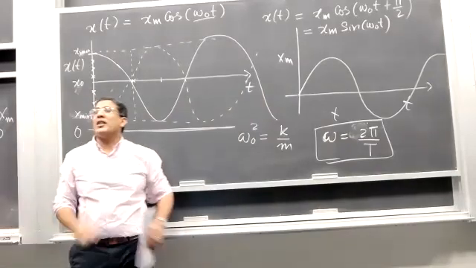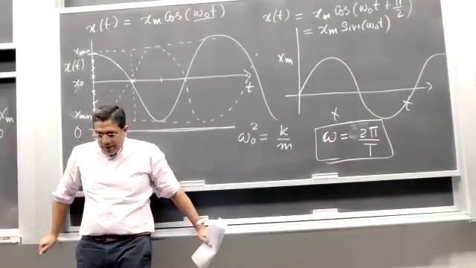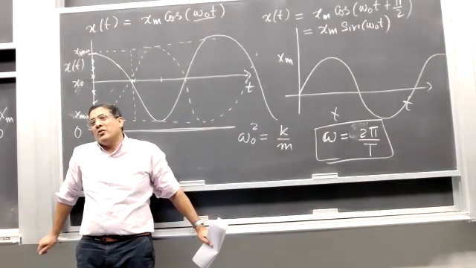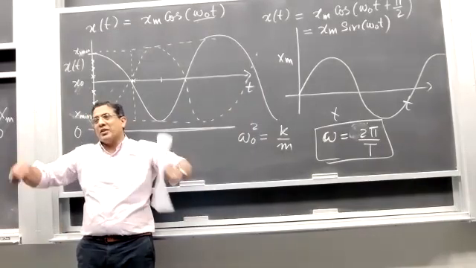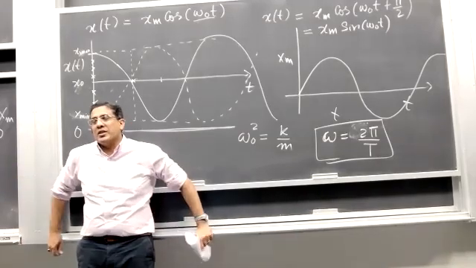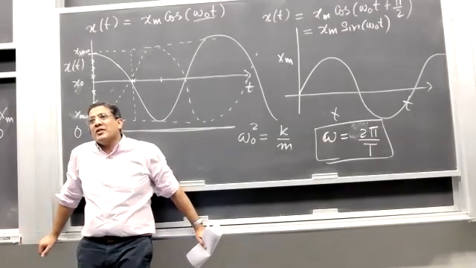So now let me just quickly ask you a question. Let's say we have an oxygen molecule, 2 oxygen atoms attached to each other, and a nitrogen molecule, 2 nitrogen atoms attached to each other. Would their frequency of oscillation be different?